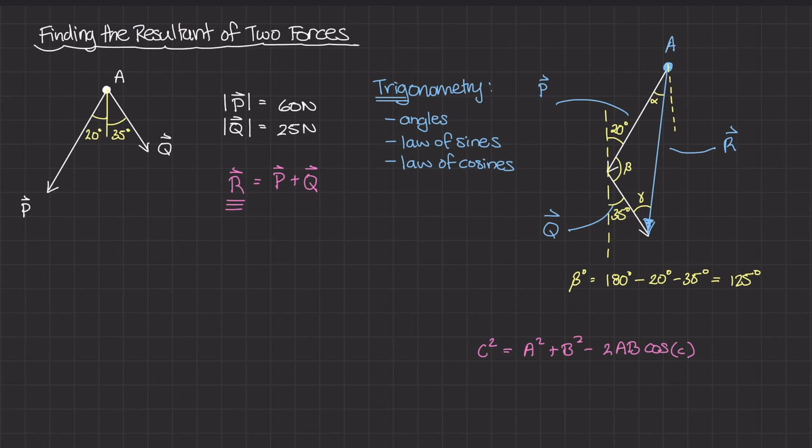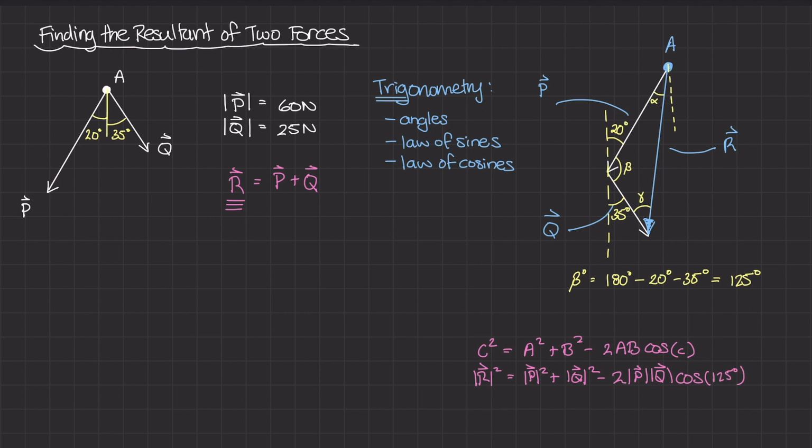So how do we translate this into our diagram right there? Well, c squared is the side that we're looking at, which is going to be R. So the magnitude of R squared is equal to a squared plus b squared. Well, if a was P, then I could say that the magnitude of P squared plus the magnitude of Q squared minus 2 times the magnitude of P times the magnitude of Q times the cosine of c. Well, c in this case is beta, right? This is the angle opposite to this side of the triangle, and we figured out what beta was. It was 125 degrees, so this would be cosine of 125 degrees.